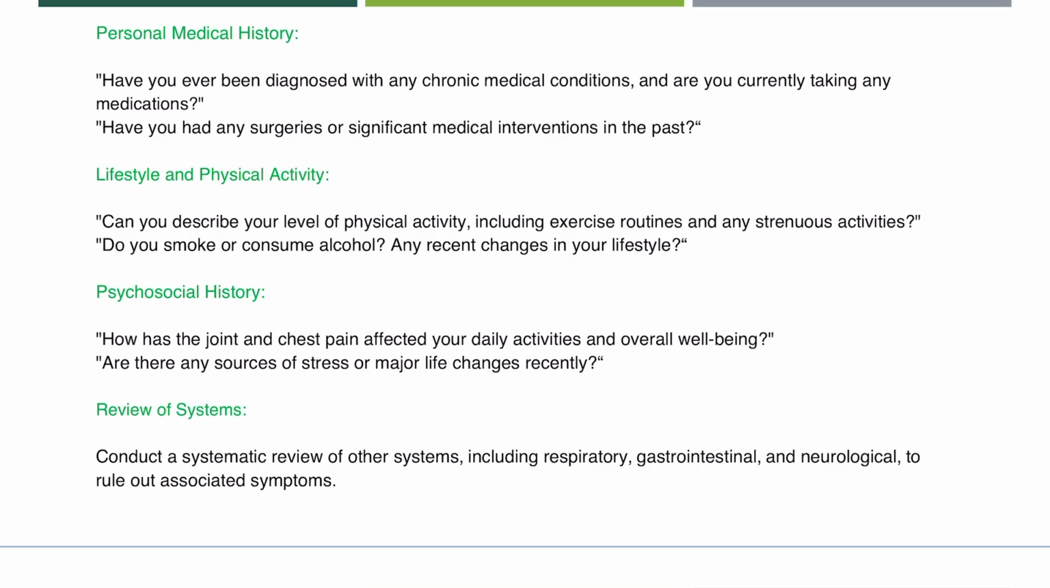We want to know about the patient's physical activity level. So can you describe your level of physical activity, including the exercise routines and any strenuous activities? And obviously, in the lifestyle, we want to ask about any smoking and any alcohol history.